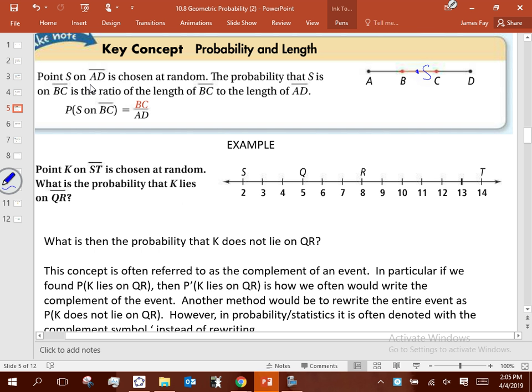I want my point S to be on BC. What is the probability? What is the favorable outcome of it being on BC? It's BC's length, right? And then the total number of outcomes says it could have been anywhere on AD. Well, AD's length then could be my denominator. If I take BC divided by AD, I then get the probability that that point came from BC. So ultimately, when you're talking about lengths, you figure out what segment they want the point to come from, and divide that by the entire overall possible length that it could have come from.